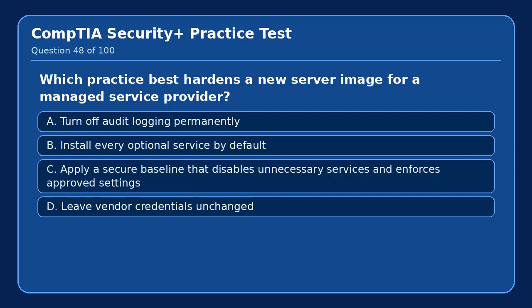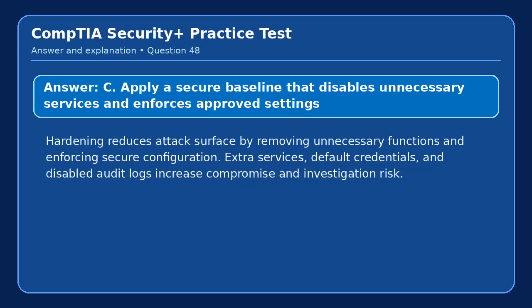Question 50. Why should a city agency separate guest Wi-Fi from internal systems? A. It guarantees all guests are malware-free. B. It removes the need for encryption. C. It lets guests administer domain controllers. D. Segmentation limits what guest devices can reach. Take a moment to choose your answer.